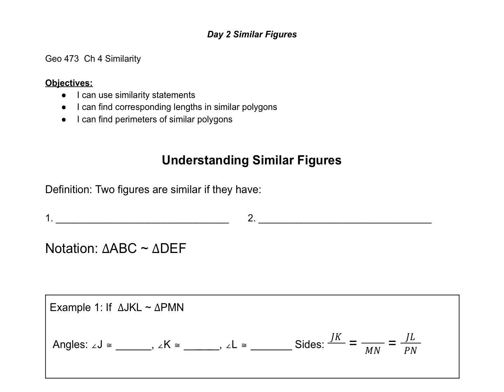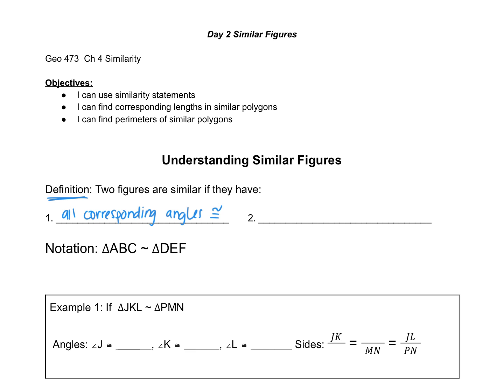Today's notes, we are getting into the bulk of what we are doing this unit, which is similar triangles or similar figures. Last chapter we talked about congruent triangles or congruent figures. Today we need to talk about what it means if two figures are similar. Starting with this definition, two figures are similar if they have all corresponding angles congruent. So all of the corresponding angles have to be congruent.